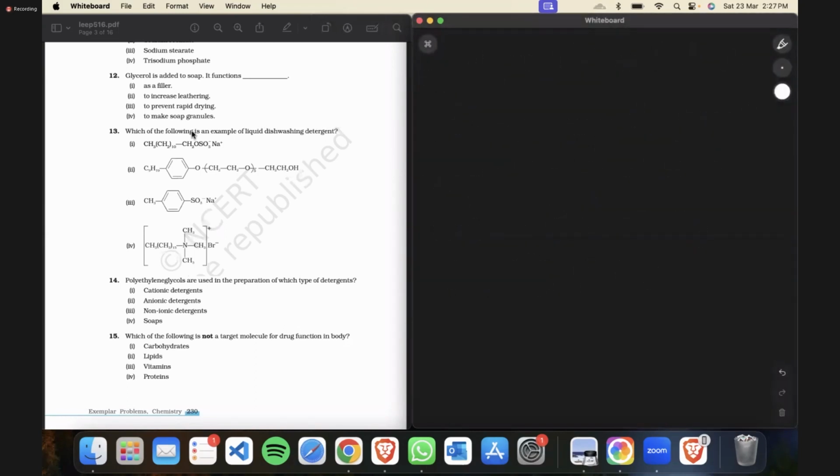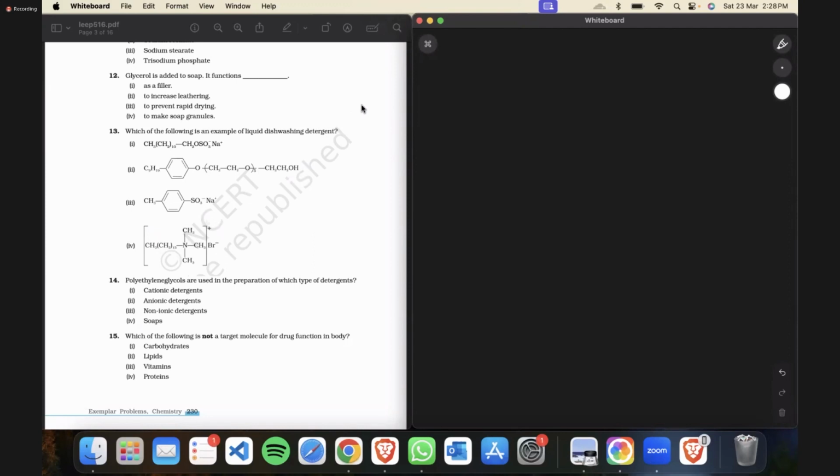Question number 13. Which of the following is an example of liquid dishwashing detergent? You don't need to remember all these diagrams. If you do remember them, then it is good. But it must be stated in your theory books that the liquid dishwashing detergents are non-ionic detergents. See, this is an ionic detergent, plus minus ionic. Only this is a non-ionic detergent. So this must be the liquid dishwashing detergent.